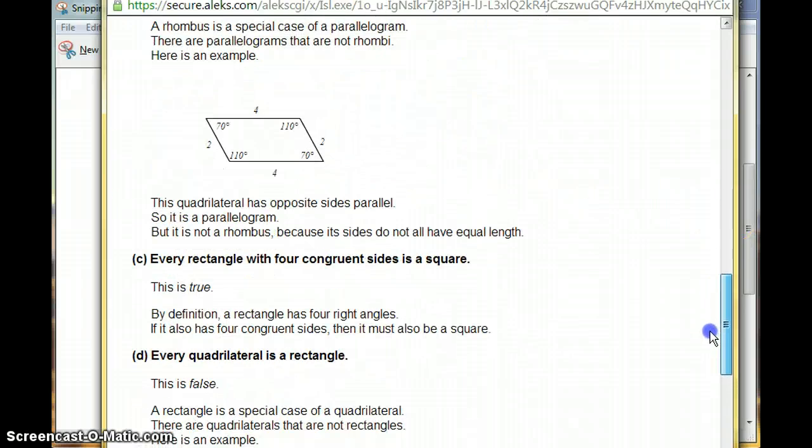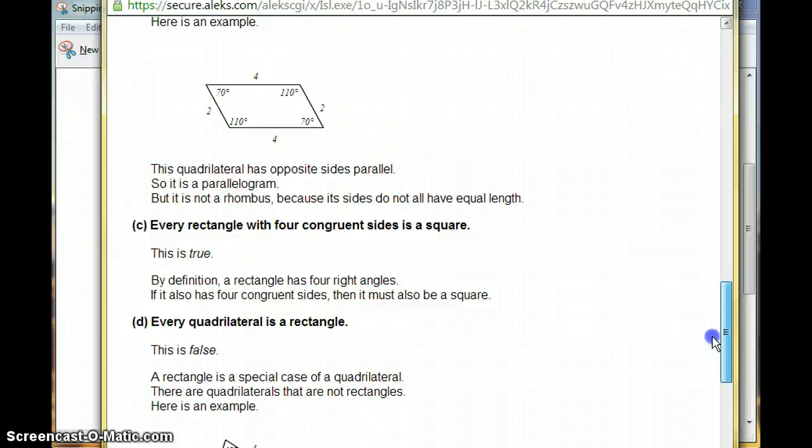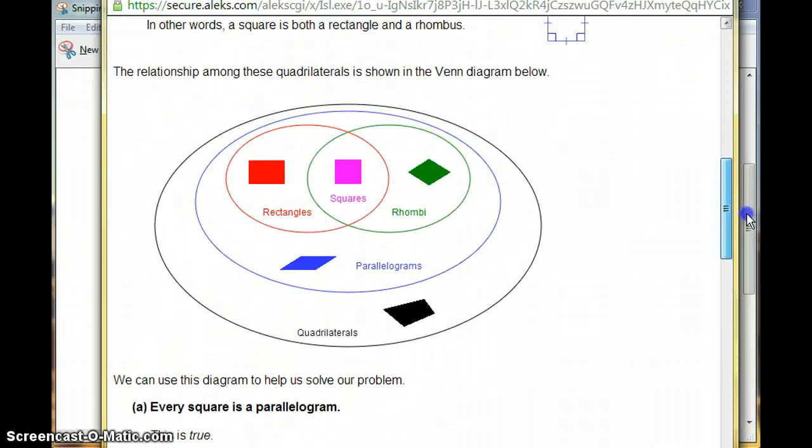And let's look at D. Every quadrilateral is a rectangle. No, that's false, okay? Every quadrilateral is not, in fact, a rectangle. It can be a parallelogram, a square, and a rhombi. So by using this one diagram, it helps you to categorize the different quadrilaterals and parallelograms.